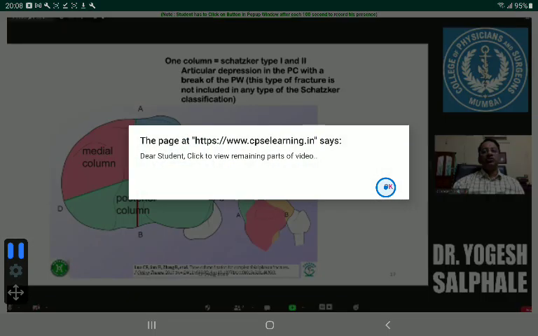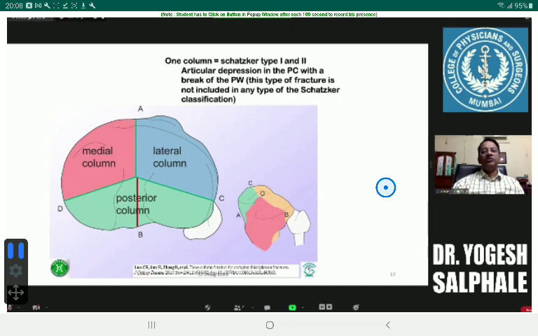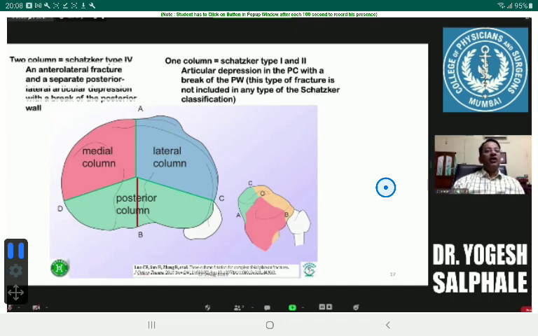The one-column type is equivalent to a Schatzker 1 and 2, which is an articular depression in the posterior column with a break in the posterior wall. Okay, so this type of fracture was not included in any type of Schatzker classification. This was a very, very important point. Now, in type 2, which is a Schatzker type 4, there is an anterolateral fracture and a separate posterolateral articular depression with a break in the posterior wall. So this comes to be a two-column or a Schatzker type 4.